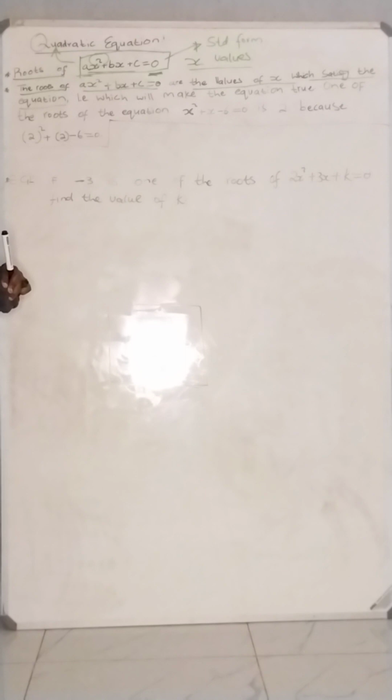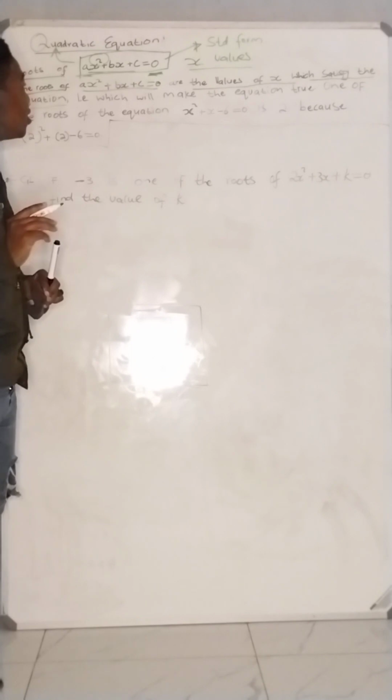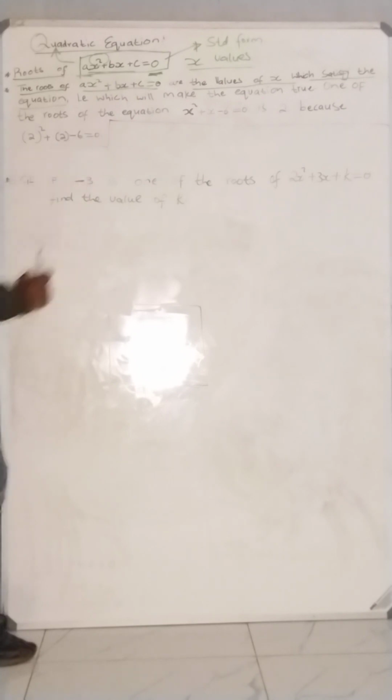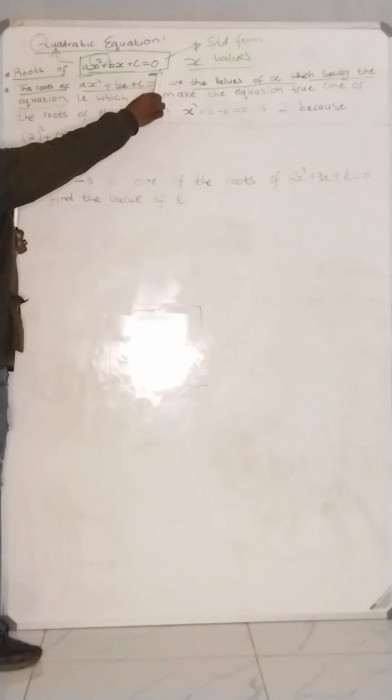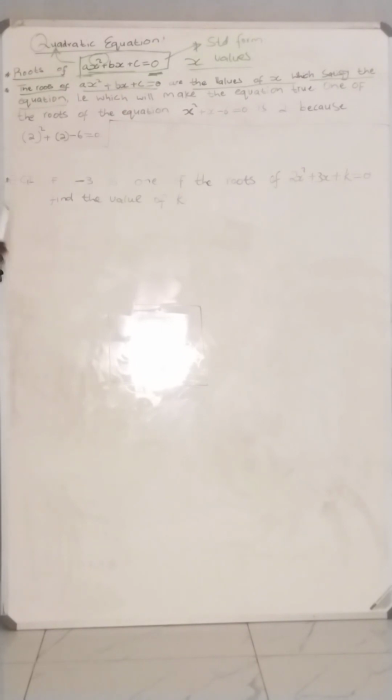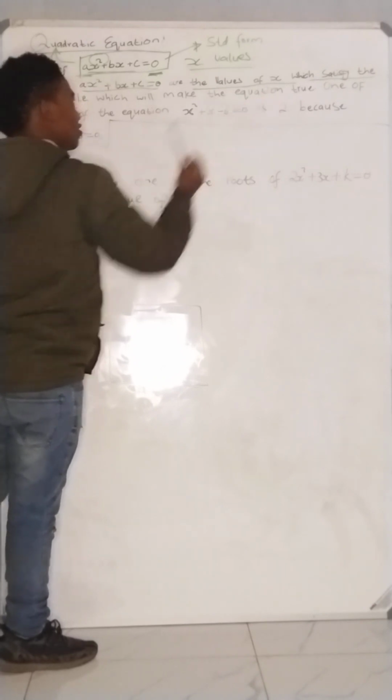In the beginning, I mentioned that this is the quadratic equation. And what is the quadratic equation? It's the equation of the second degree in the form of ax squared plus bx plus c equals 0. This equation that you see here is what we call the quadratic equation. And if the equation is equal to 0 like this, we say it is in standard form.